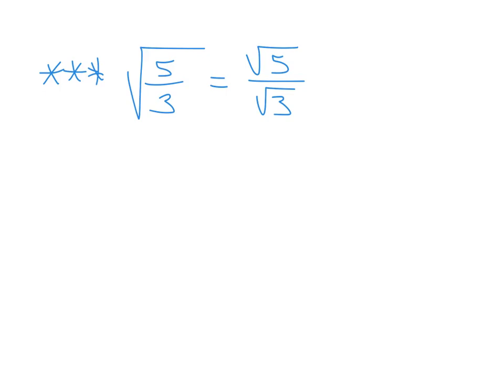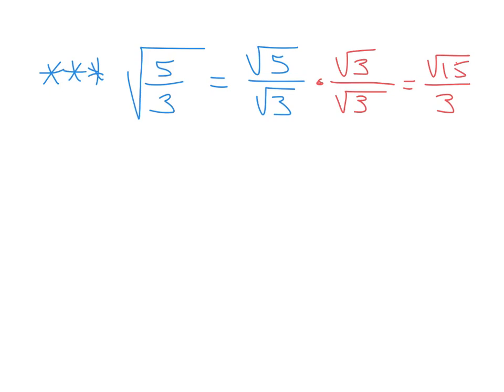And the only way to clear a radical sign from the denominator is to multiply it by another radical sign. And I'm going to multiply it by root 3, because root 3 times root 3 is going to give me root 9, which of course is 3. And we know that whatever we do to a fraction on the bottom, we also have to do to the top. So I'm going to get root 15 over 3.